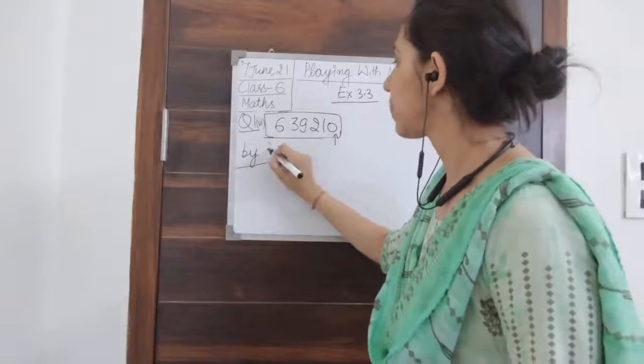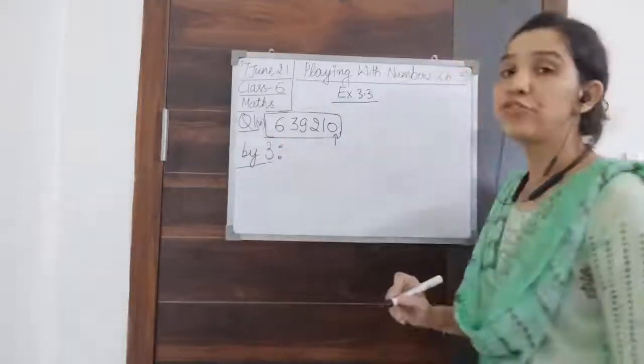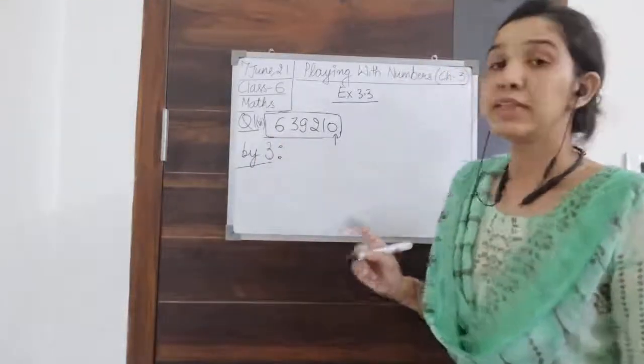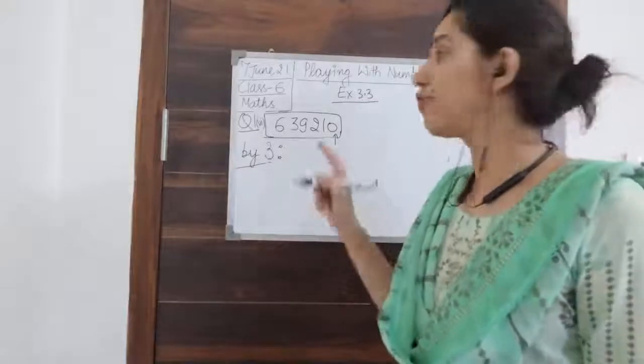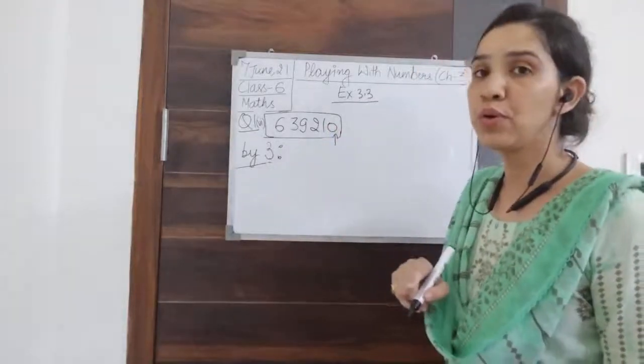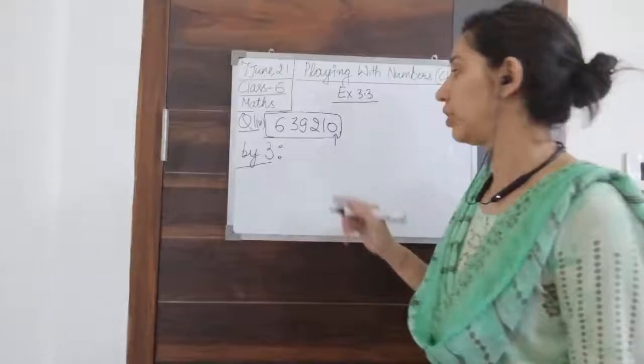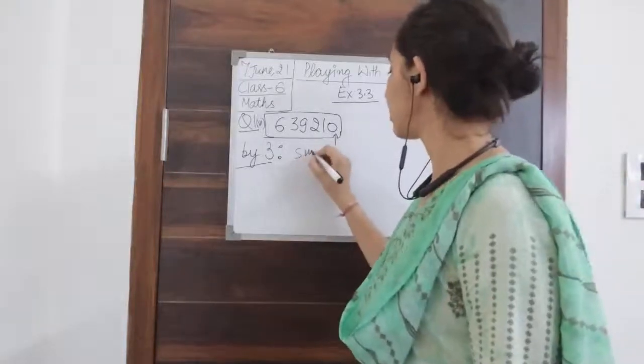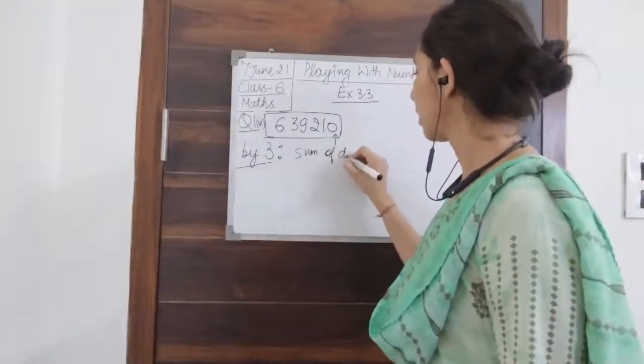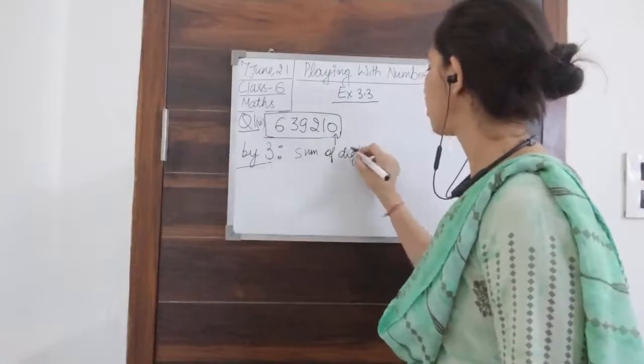By 3, if you remember correctly, the sum of digits of that number should be divisible by 3. So we'll find out sum of digits of this number.